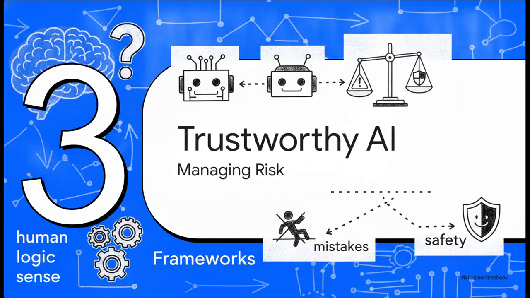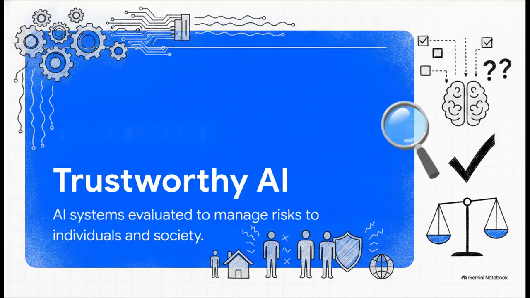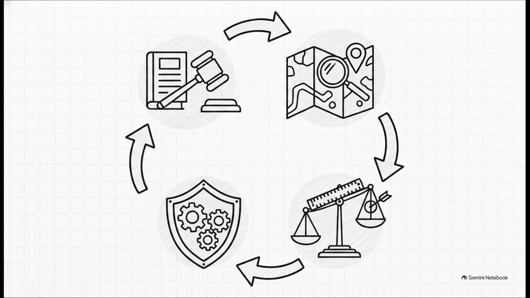Section 3. Keeping AI systems trustworthy. Because AI relies on these statistical patterns instead of actual human logic, we absolutely need frameworks to make sure it operates safely. If it doesn't have human common sense, how do we keep it from making dangerous mistakes? Well, the NIST framework defines trustworthy AI as AI products, services, and systems designed, developed, deployed, and evaluated to manage risks to individuals, organizations, and society. Simply put, because the machine is really just matching patterns, it's entirely on us to manage the risks of those patterns being wrong.